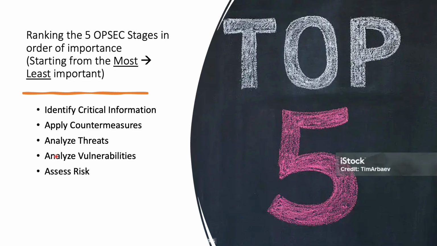Fourth spot is analyze vulnerabilities. I put this here because I think it's best to take notice of your weaknesses only after you're certain that a threat and the critical information are present. Once those two are in place, then that's when the vulnerabilities could start rolling in. Other than that, knowing your weaknesses is still helpful. I'm not saying it's not, but I feel like analyzing threats and the critical information would come first.